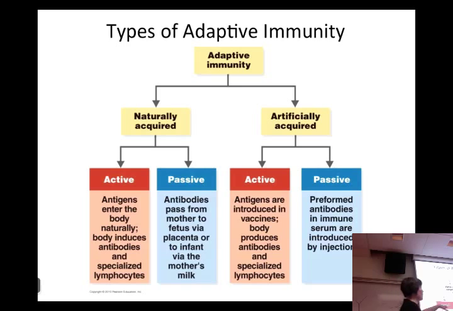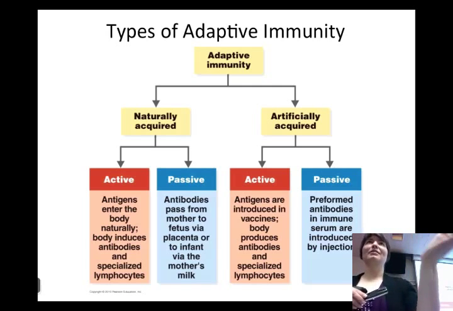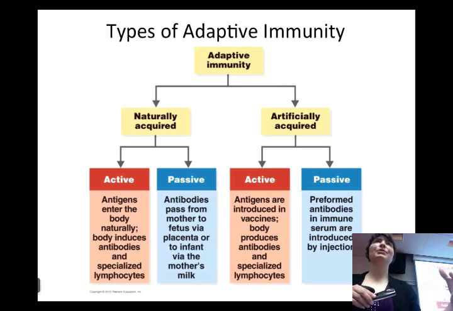Now, artificially acquired active immunity would be what? We have to see the antigen, but are we seeing the actual virus or the actual bacteria or the actual toxin? We're seeing something like it, okay, that's going to mimic it but not make us sick. So it's vaccination. We put in something that has the antigen that's going to evoke an immune response, but it isn't the actual thing. So it's an artificially acquired active immunity.